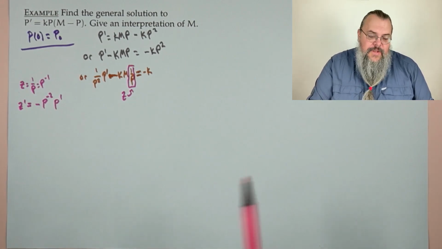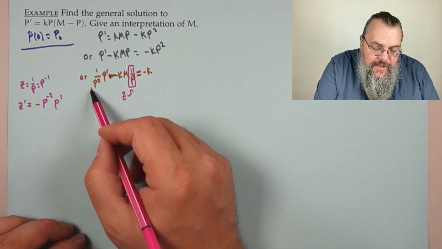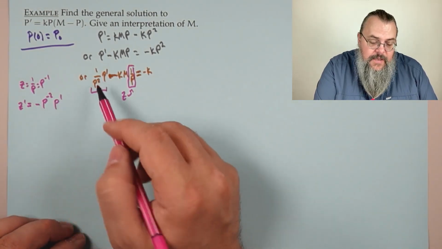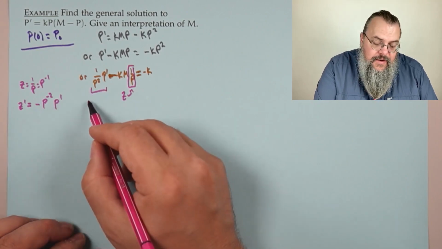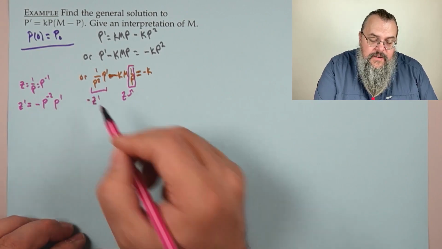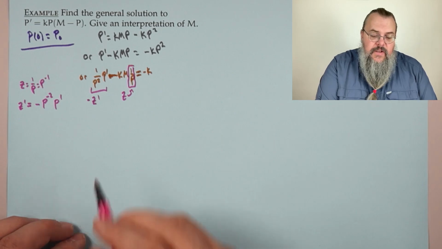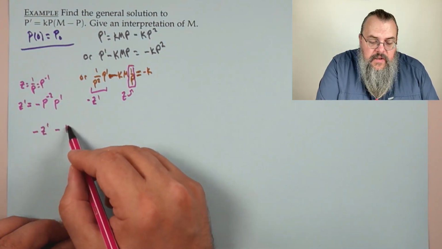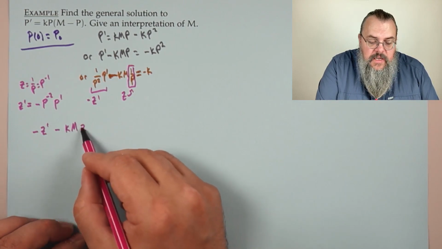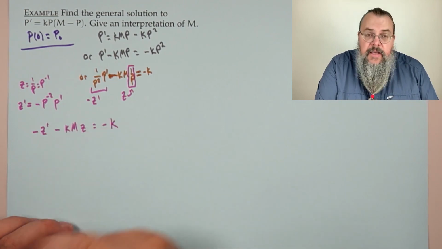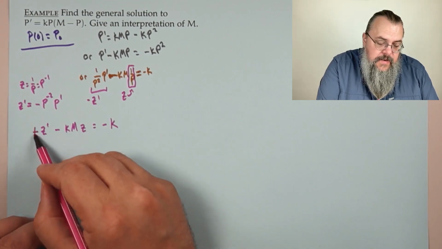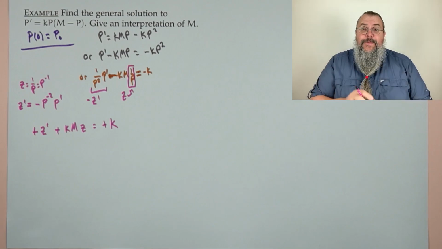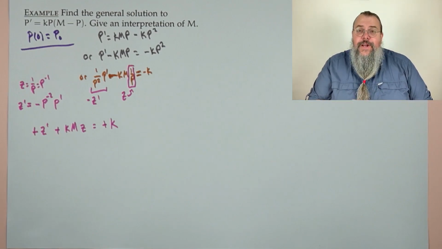We say, well, gosh, that's an awful lot like this part right here. We have that p to the minus 2, that's 1 over p squared. We have the p prime. We don't have the minus. That's all right. Minus signs are easy to account for, so that's a minus z prime. So updating, we have minus z prime minus k times m times z is minus k. Now, everything is negative, so let's make everything positive. We're the optimist.